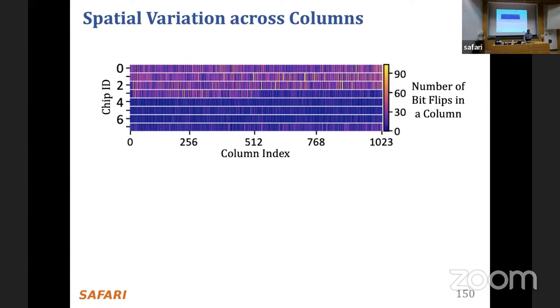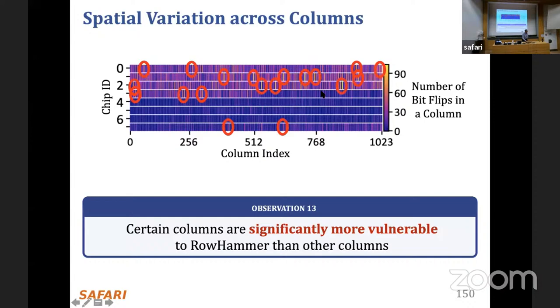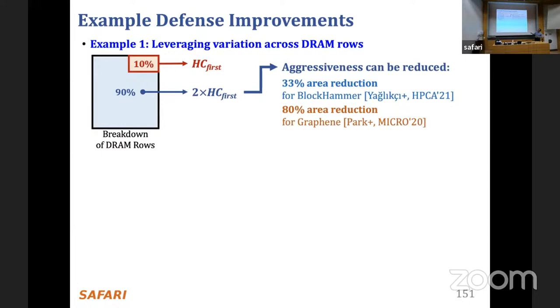Some columns, these are different chips, I guess, are a lot more vulnerable over here. So the question is, how can you take advantage of something like this? Basically, let's take a look at leveraging variation across DRAM rows. Some rows, a small fraction of rows, are a lot more vulnerable to RowHammer. They require a smaller number of activations, actually 50% of the activations that the other 90% of the rows require.